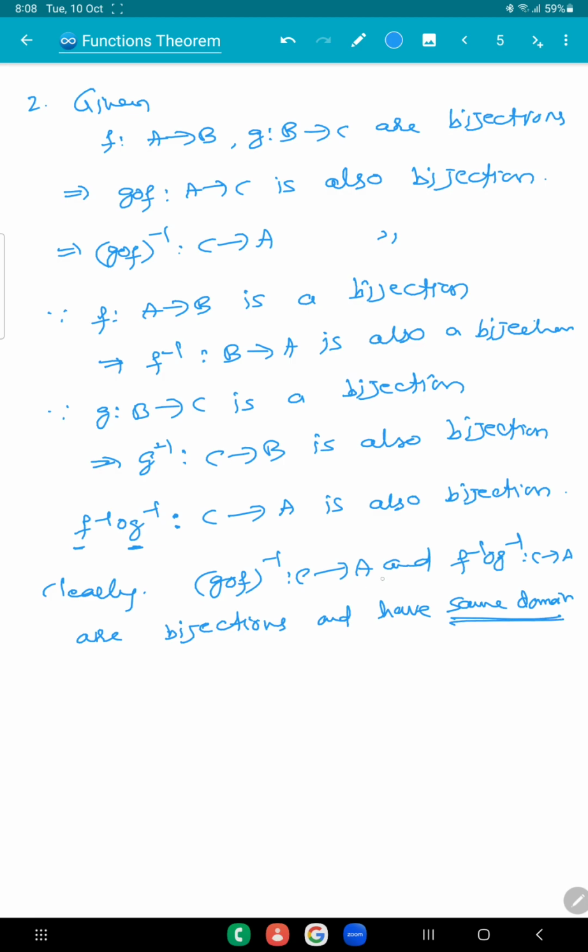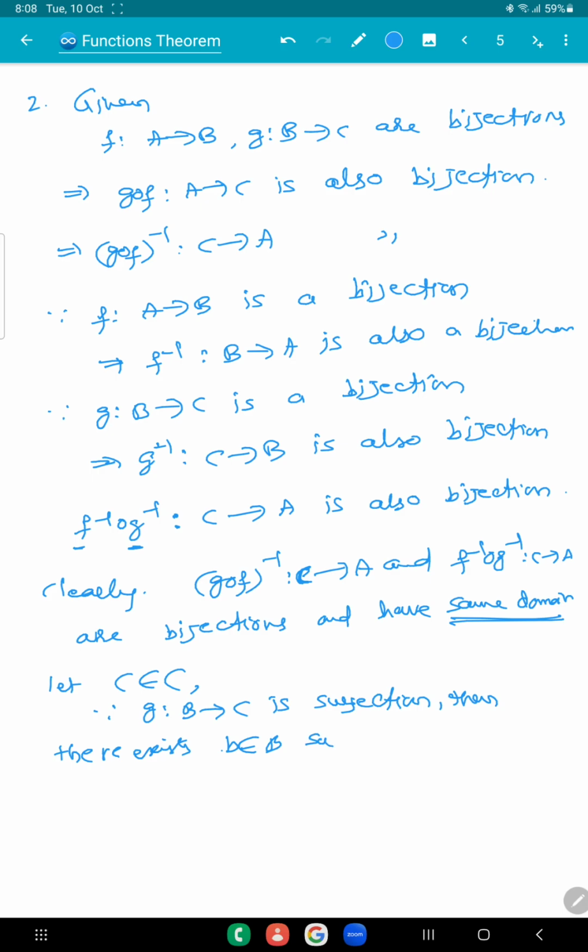For that, to show the images are equal, first we have to take an element in the domain. Let c belong to the domain. Since g from B to C is a bijection, it is a surjection. Only I am using surjection, not bijection. Then there exists b belonging to B such that g of b is equal to c. So g of b is equal to c means that g inverse of c is equal to b. Whenever needed, I will use that.